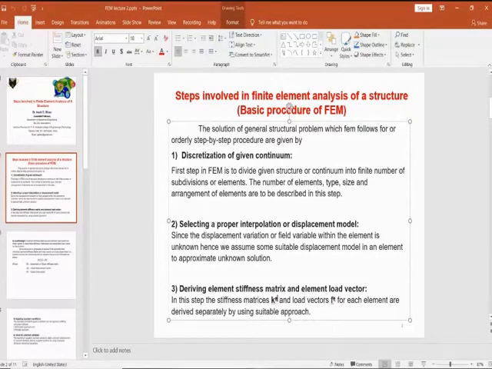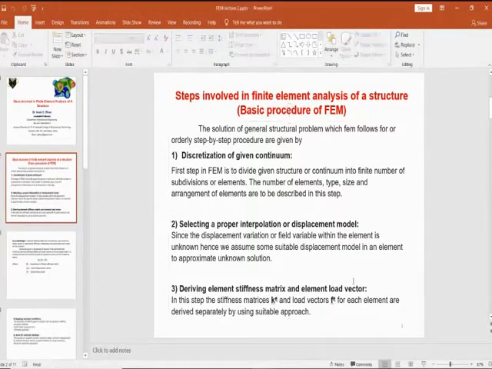Similarly, the element load vector Fe, that is F1, F2, F3 up to F10, we'll write down for each element separately in this step. Okay, these detailed steps you will come to know while solving the problem, in the succeeding classes.